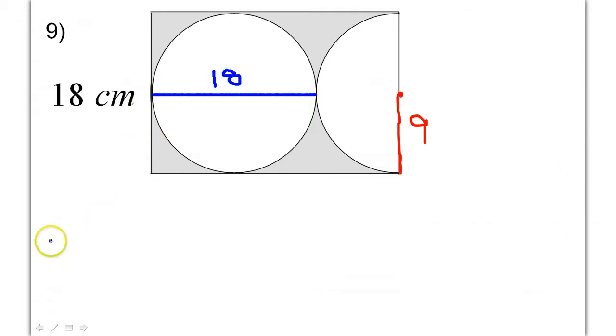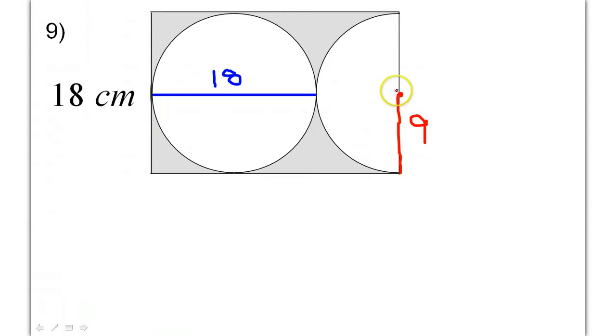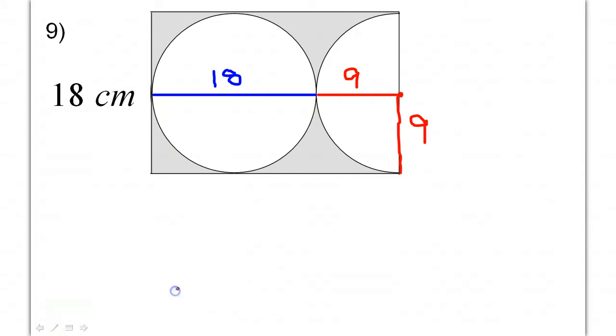Okay, similarly, Victoria's saying, look, the radius was 9. It's half the circle. So if I do radius horizontally also, again, that's going to be 9. So we have 18 and 9 going like that. Okay, so with that in mind, tell me what you're about to tell me. So you have the 27. Okay, so this side of the rectangle is 27.